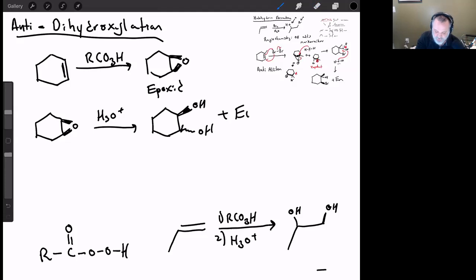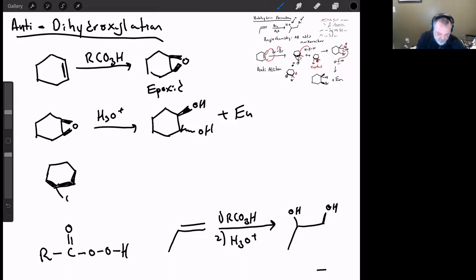Of course, you get the enantiomer. So there really isn't a regioselective consideration to make because we're adding two of the same groups, so they're both going to add across the double bond. The question is, well, what's going on? Why is it trans? And at the end of the day, what you have is you get this epoxide.